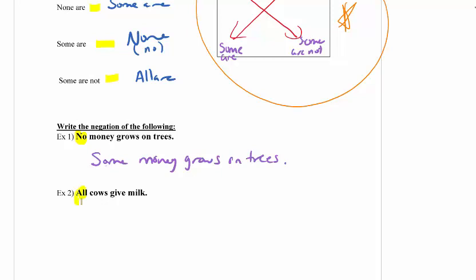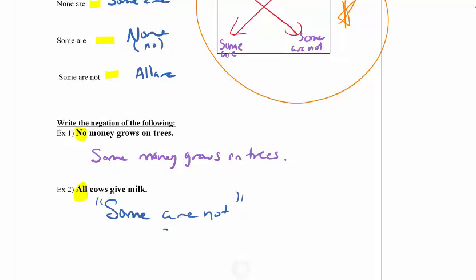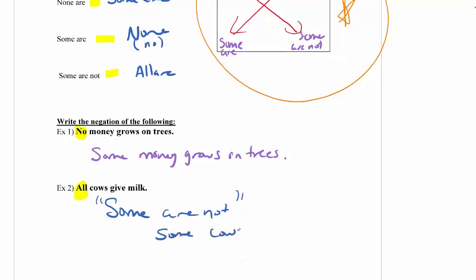Second one, we have the word all, which is the extreme on the top left corner. So its negation is the bottom right corner. It's got to have a negation in it. So some are not is what we're using. So now we got to make it make sense with the problem. So some cows do not give milk.